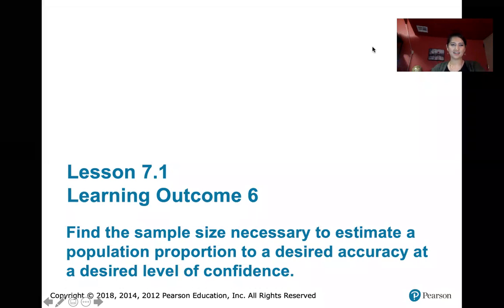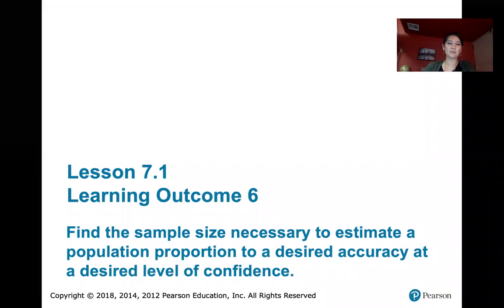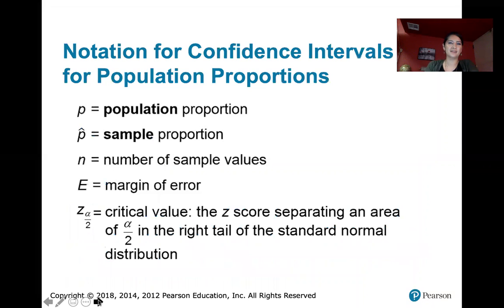In this video, we discuss learning outcome number 6 of lesson 7.1, which is about finding the sample size necessary to estimate a population proportion to a desired accuracy at a desired level of confidence. Now, these are just the variables that we've used in our notation for confidence intervals for population proportions.